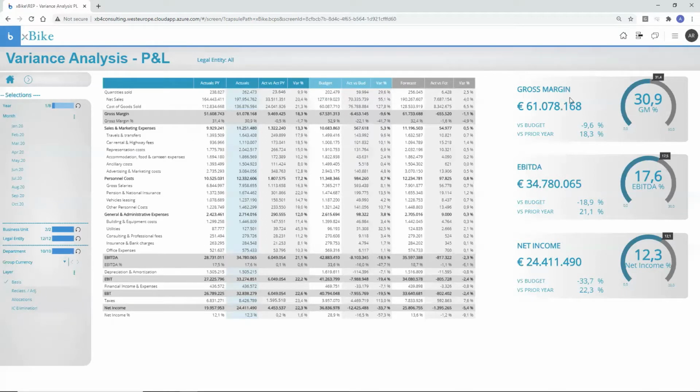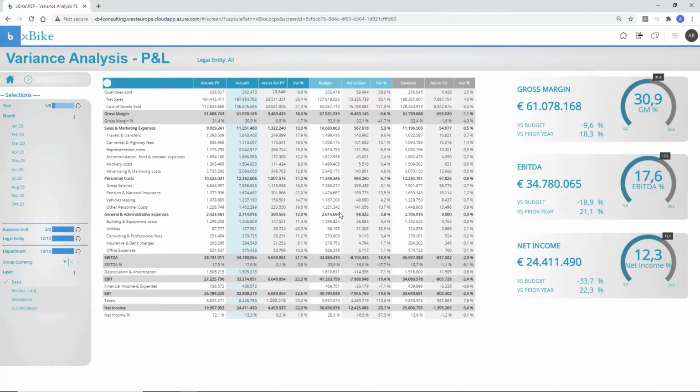We also find some KPIs here, which are mainly the profitability ratios, so the gross margin, the EBITDA, and the net income. We see the 61 million here, which is the gross margin in actuals. We see the variance versus the budget and the variance versus the prior year. We also see the percentage of the gross margin versus the net sales this year, 30.9% versus the net sales, and previous year it was 31.4%. The same with EBITDA and net income.